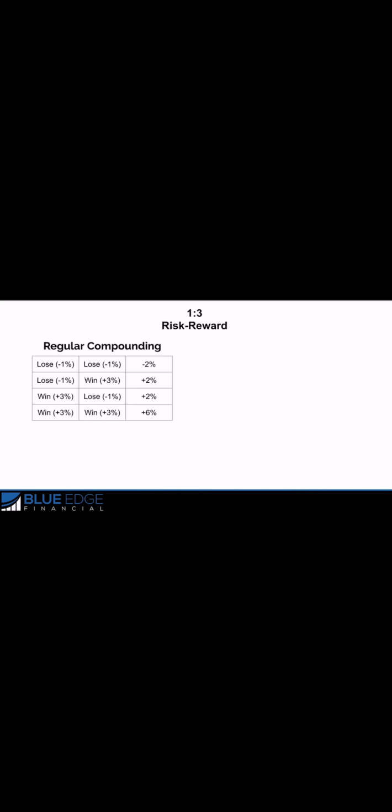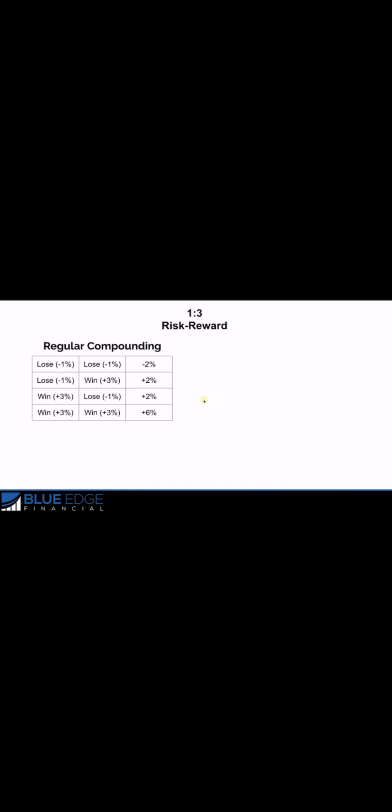So you would lose the first one, lose 1%, win the second, you'd win 3%, so you would net 2%. This one, you would win 3%, and then you would just risk the 1% again, right? This is regular compounding, not asymmetric. So overall, you would just be up 2%. And then if you go win-win, same thing, you just win 3%, be up 6% overall.